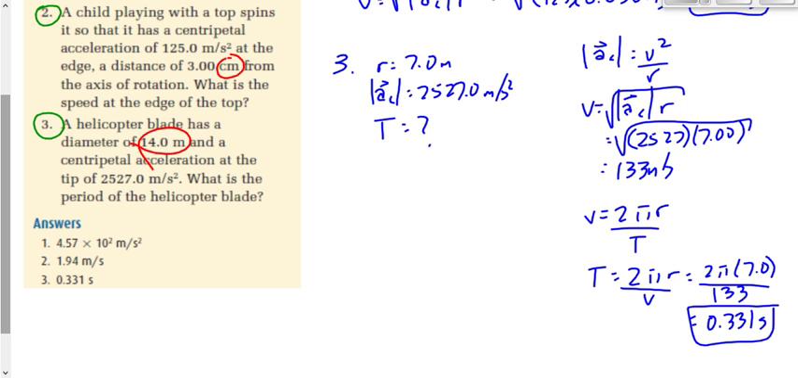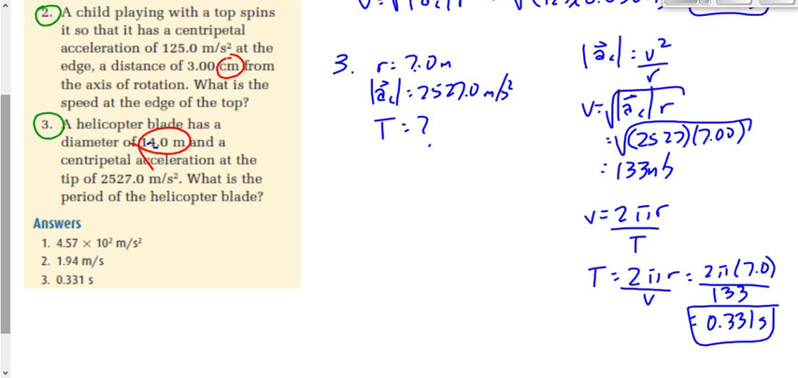How many digits should it be? 3? Oh, shouldn't it be 2 digits? Because I said r is equal to 7.0 meters there. The original data was 14.0 meters. Good. The original data was 3 digits and 5 digits, actually. 3 and 5. So final answer is going to be 3.